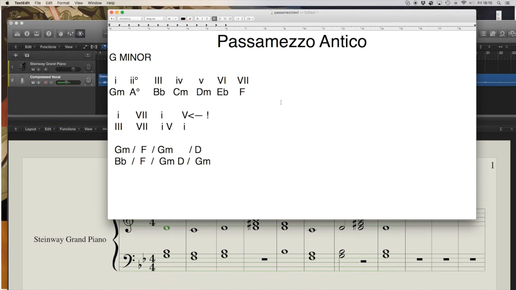Hello and welcome everyone to the second edition of the weekly homework composition. This week we're going to be discussing another Renaissance era chord progression.